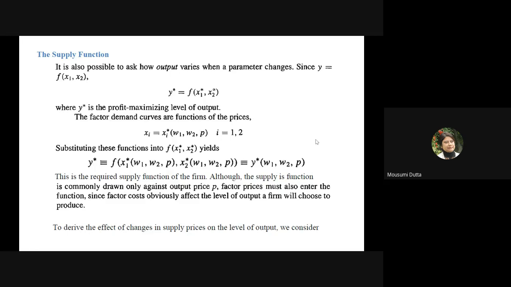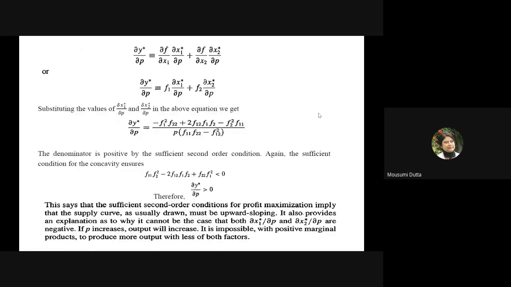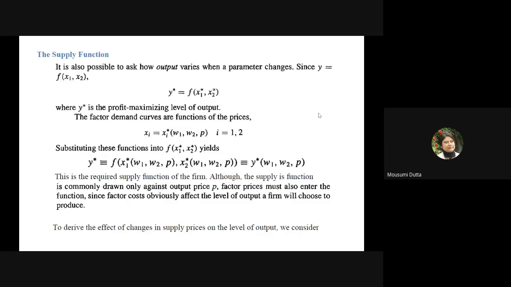So though we are more familiar with the supply function as a function of P, here we are stating that the supply can be considered rationally as a function of W1, W2 and P. To derive the effect of changes in supply prices on the level of output, we consider del Y star by del P.